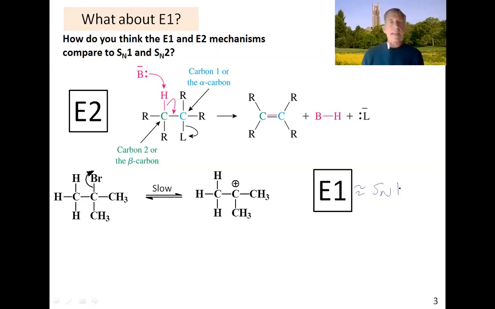So it's the same mechanism as SN1. Slow step. Leaving group just has to fall off all on its own accord. Okay?